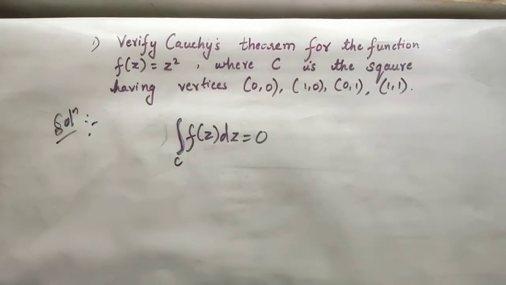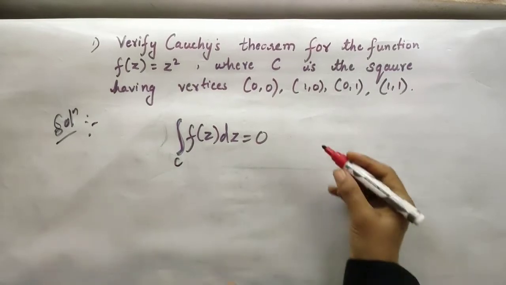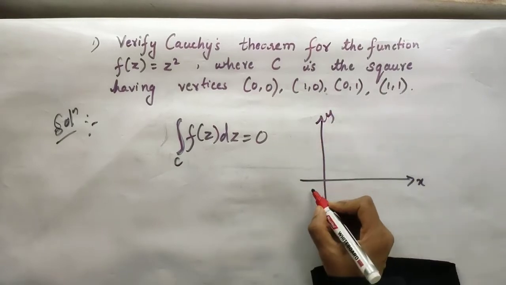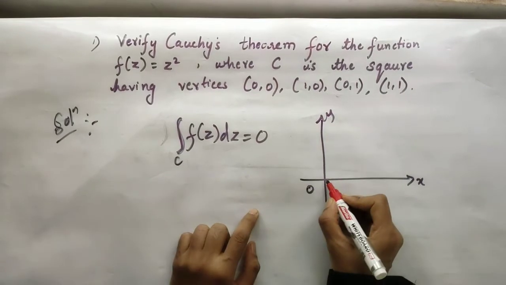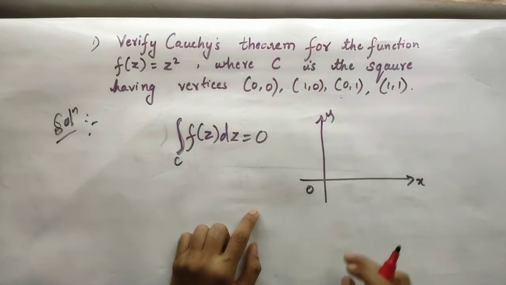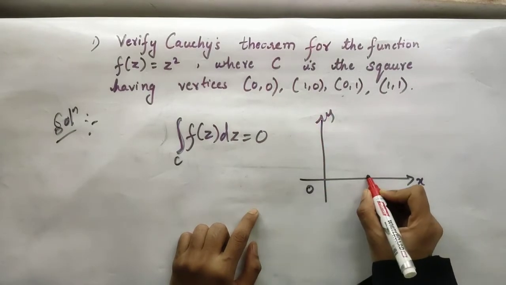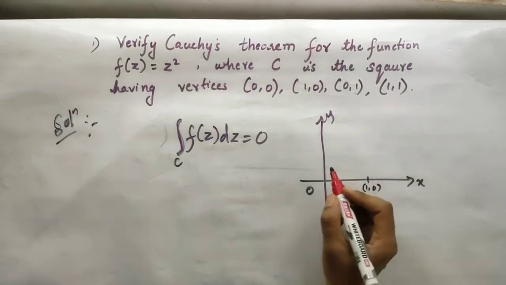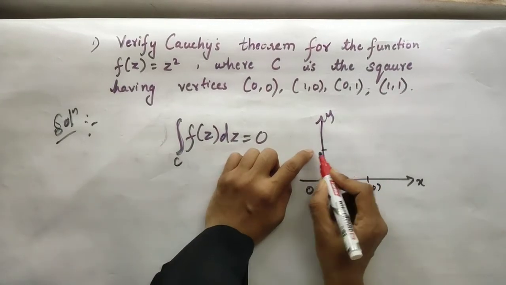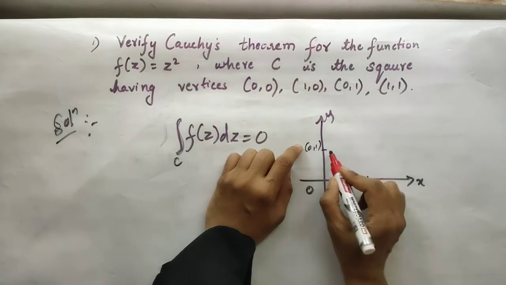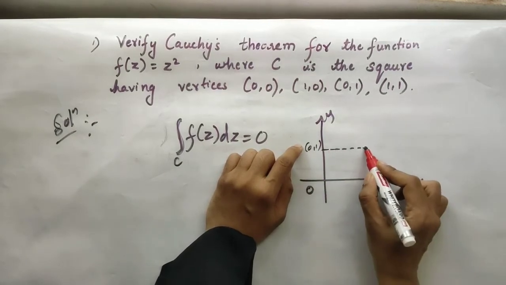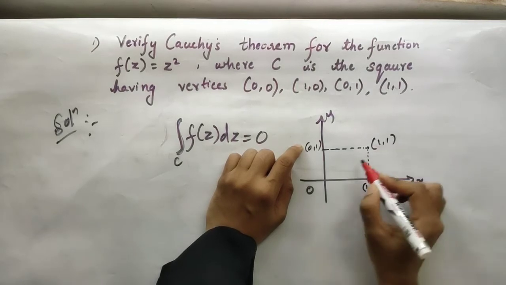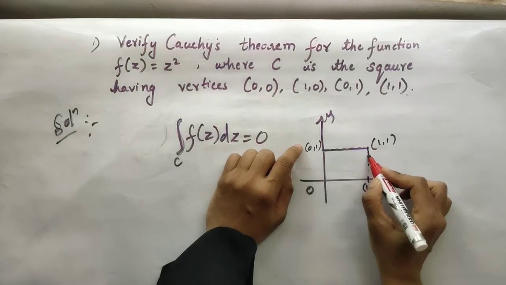Okay, let us draw and take it. Here we have x-axis, y-axis and the origin. So this is the point 0,0, origin. Next point is 1,0, so I'll mark it here, 1,0. Next is 0,1. I'll mark it somewhere, say this is 0,1 here. Then draw a parallel line like this. So definitely this point will become 1,1. So you can join this.